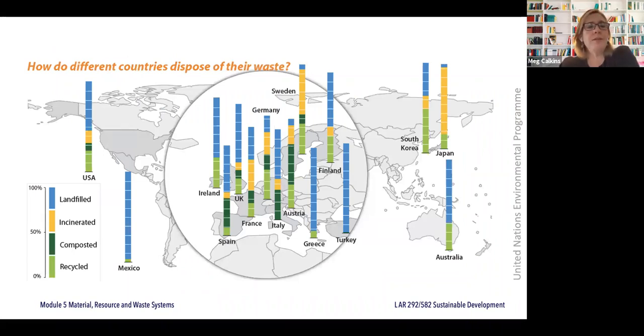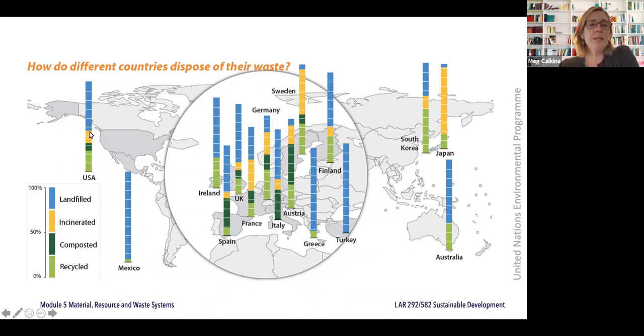So this chart is showing us how different countries dispose of their waste. The blue color is landfill. You can see in the US, we landfill the majority of our waste. Mexico landfills almost all of their waste. And it's pretty typical for some of these countries to landfill a good bit of their waste, although some of the Northern European countries are doing better with this, especially now that the EU has more regulations surrounding waste.